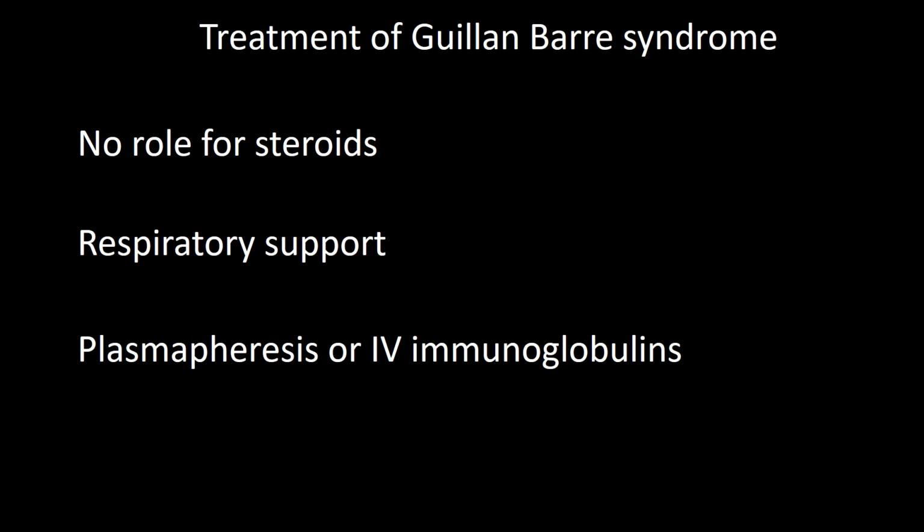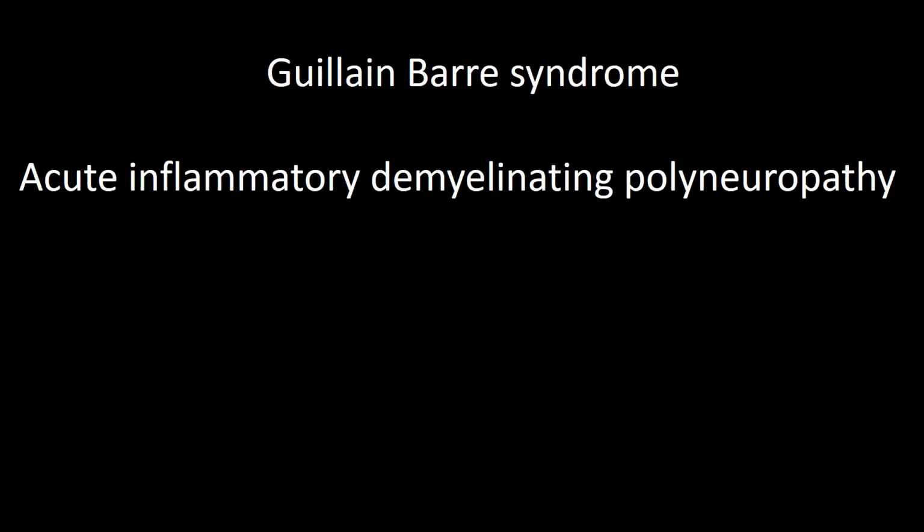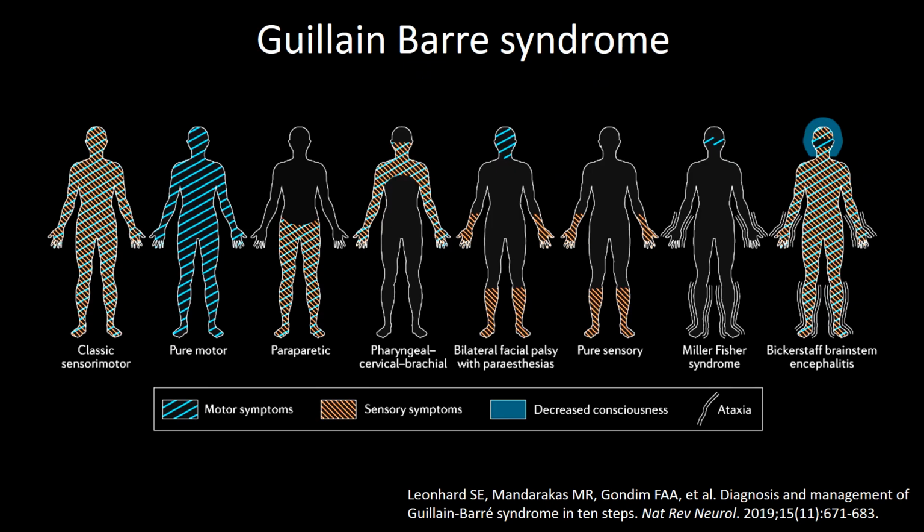Treatment of Guillain-Barré syndrome consists of no steroids, vital function support, especially respiratory, and plasmapheresis or IV immunoglobulins. The most common subtype of Guillain-Barré syndrome is acute inflammatory demyelinating polyneuropathy. If we look at this chart, which I showed you a while ago, patients with inflammatory demyelinating polyneuropathy have this presentation. In this presentation, sensory and motor findings coexist, but usually motor findings predominate.